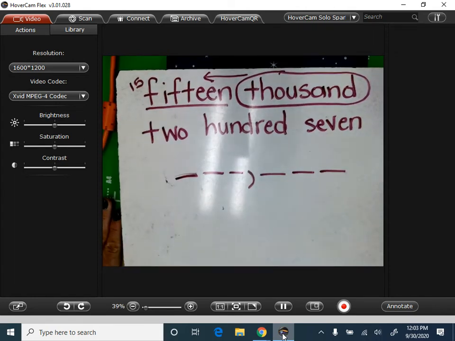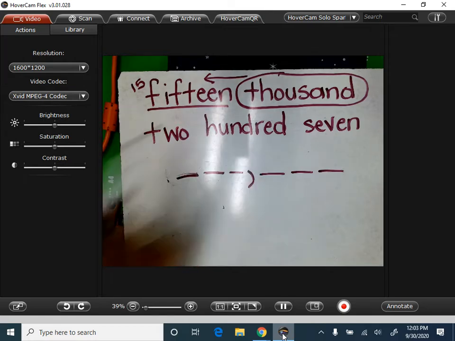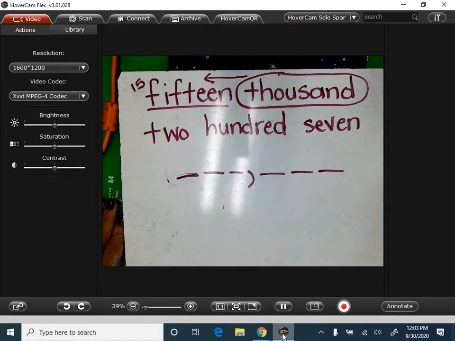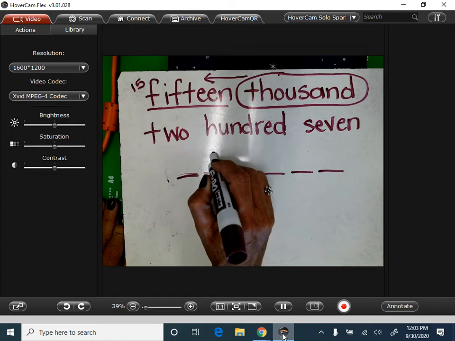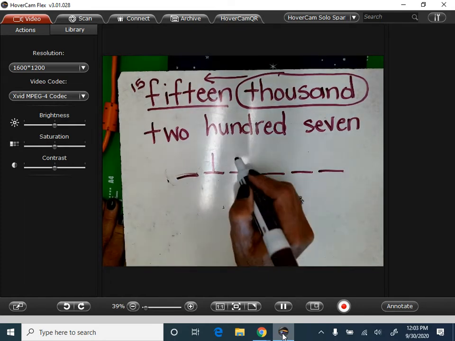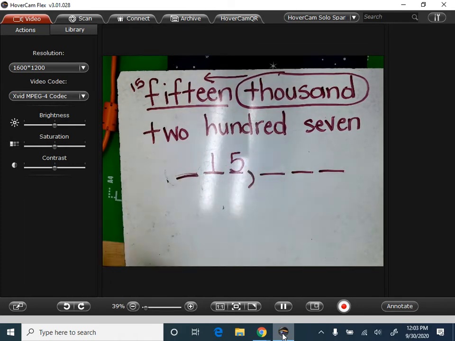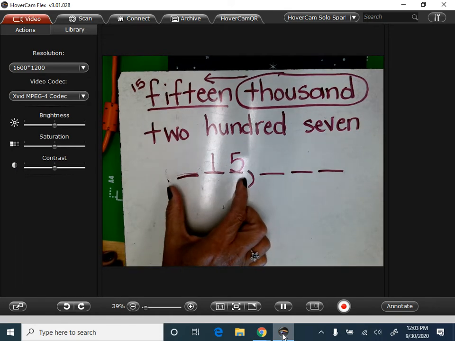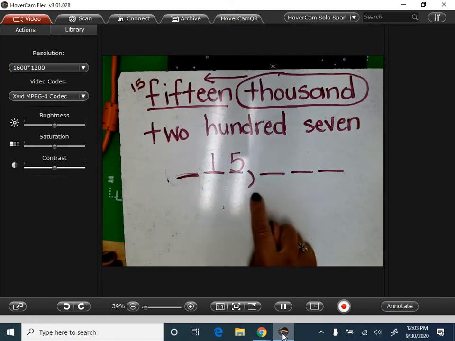We know there's 3 digits in the thousands family, but in this number, 15 only has 2 digits. The 1 is in the 10,000s place. The 5 is in the 1,000s place. Now look, the number inside that family, 15,000.